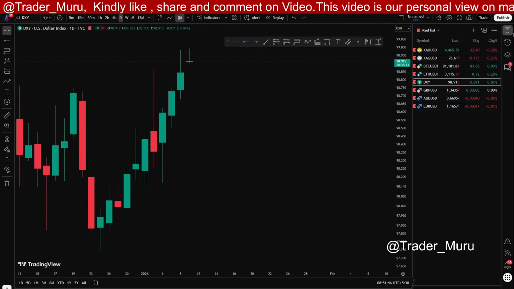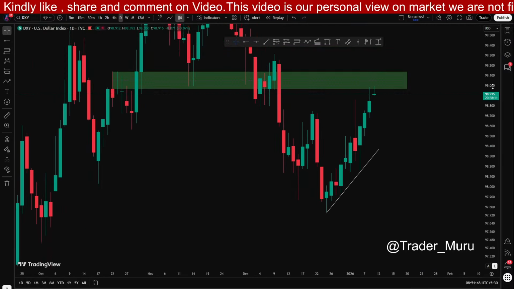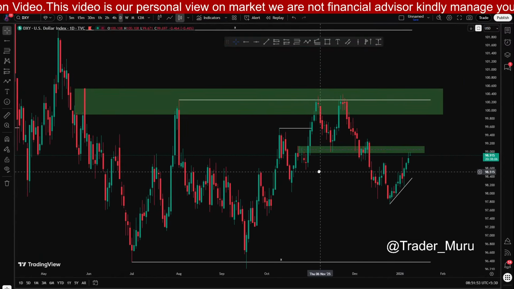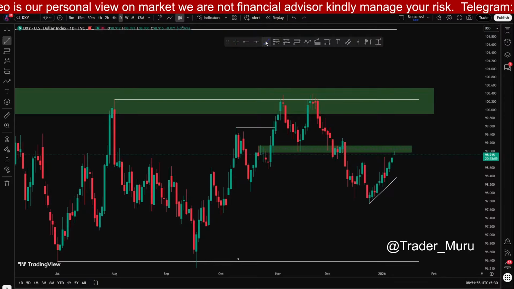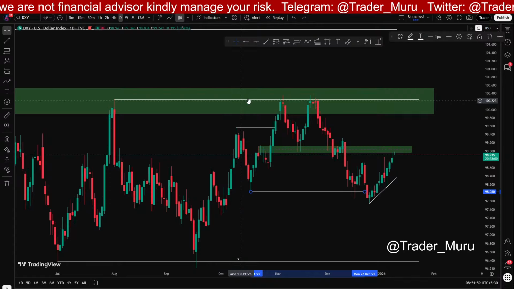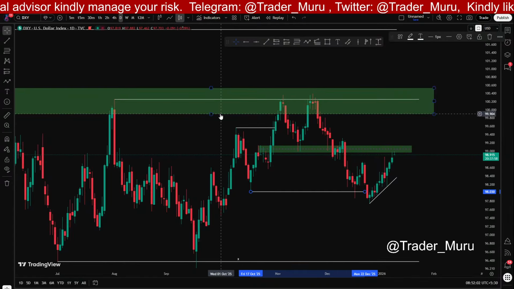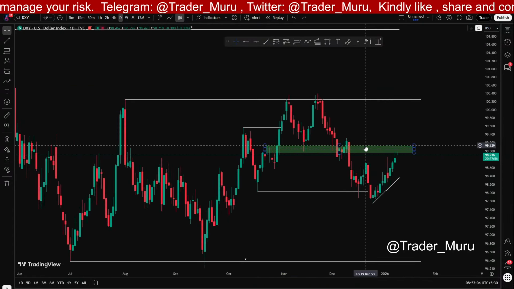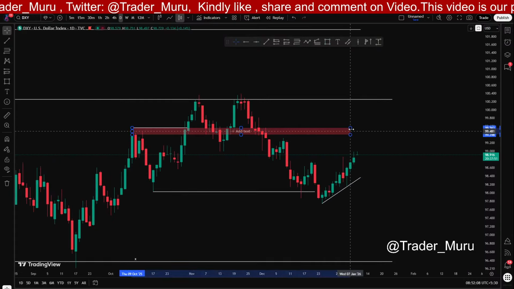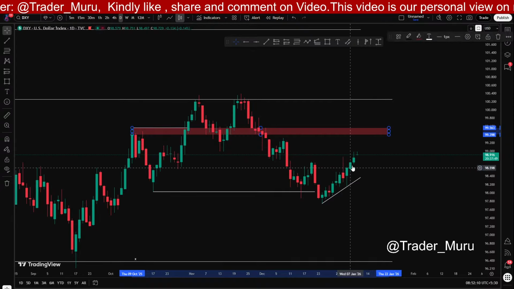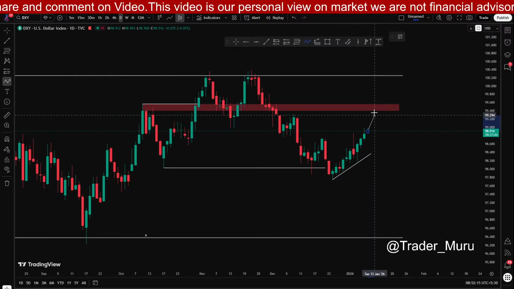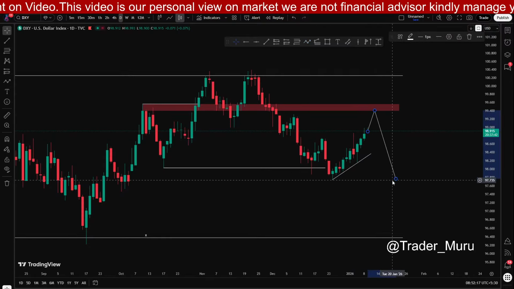If we see DXY, DXY is bearish right now. It has a change of character after sweeping this high, and this will be your resistance area. This is the QML area. It will test this area and again drop. First target will be this low.